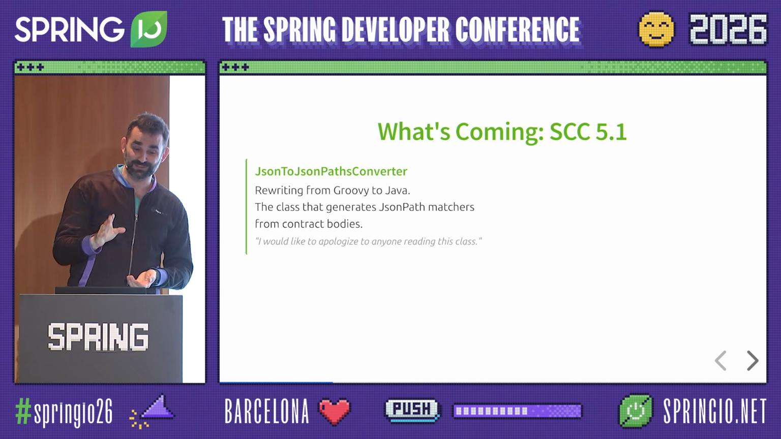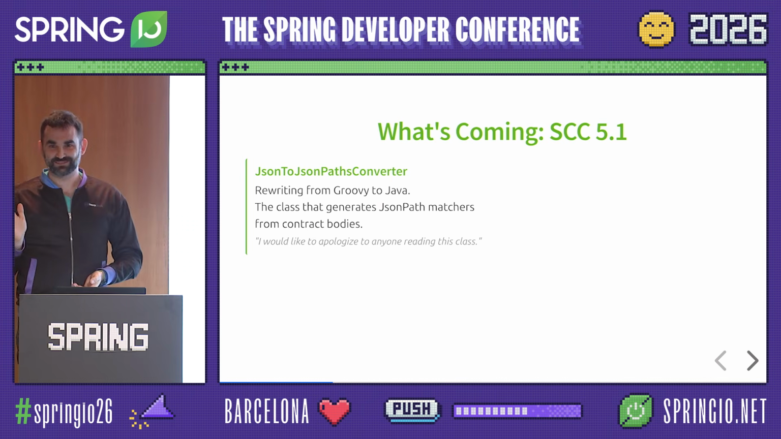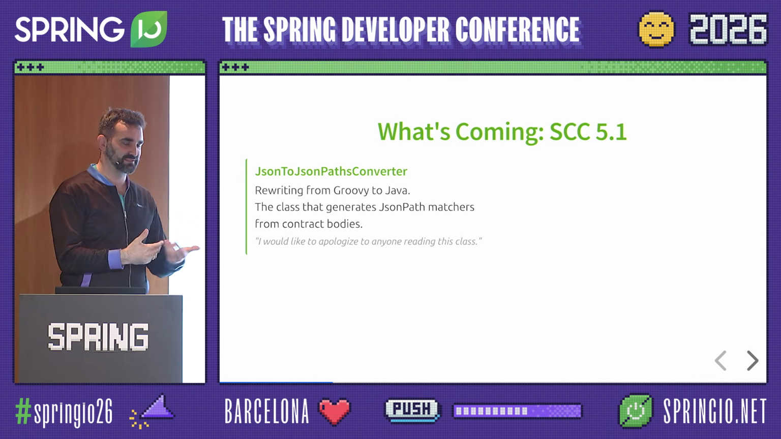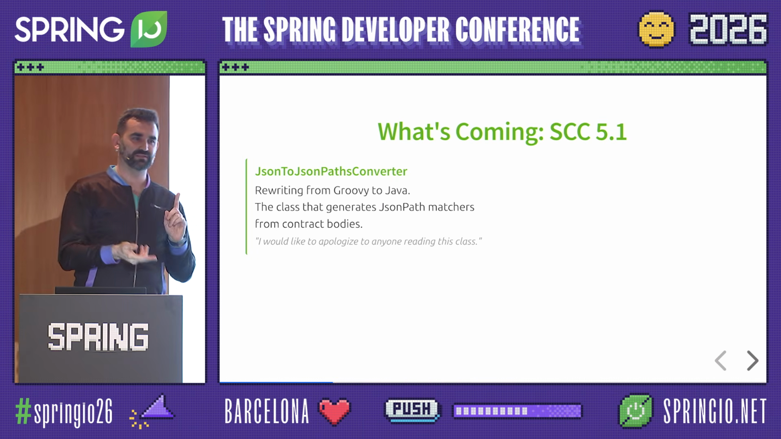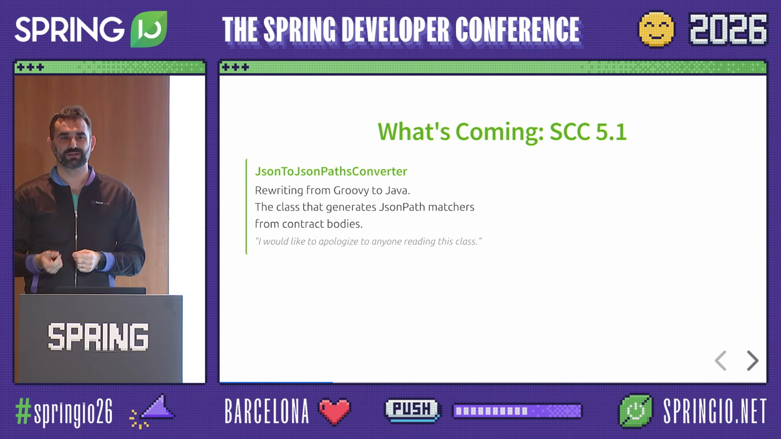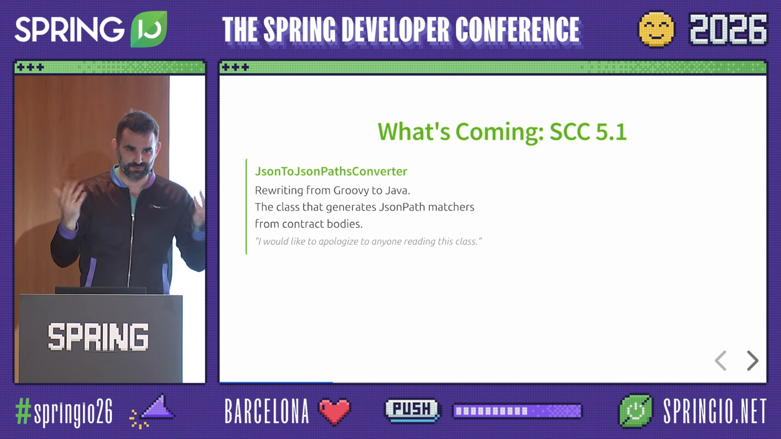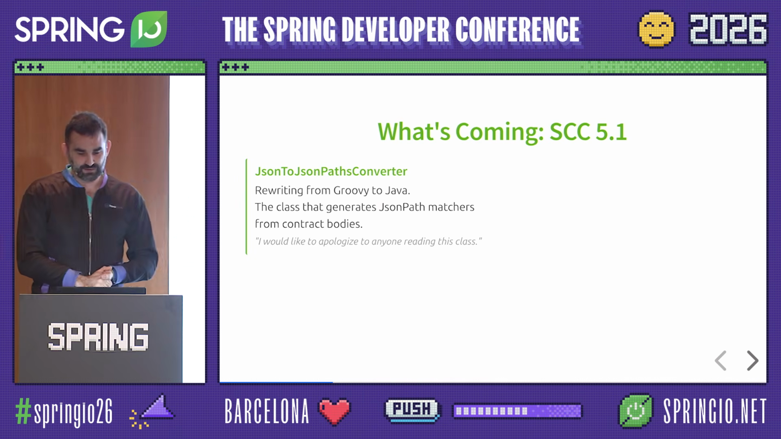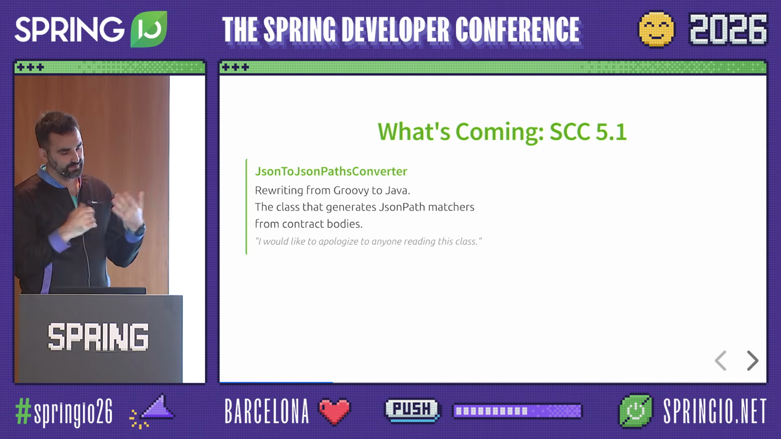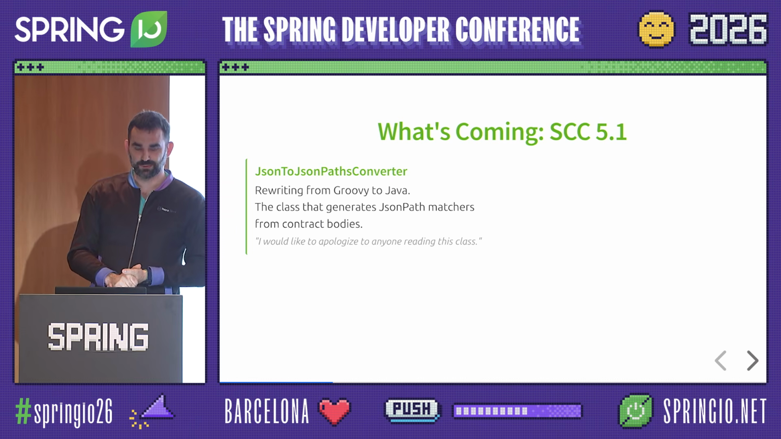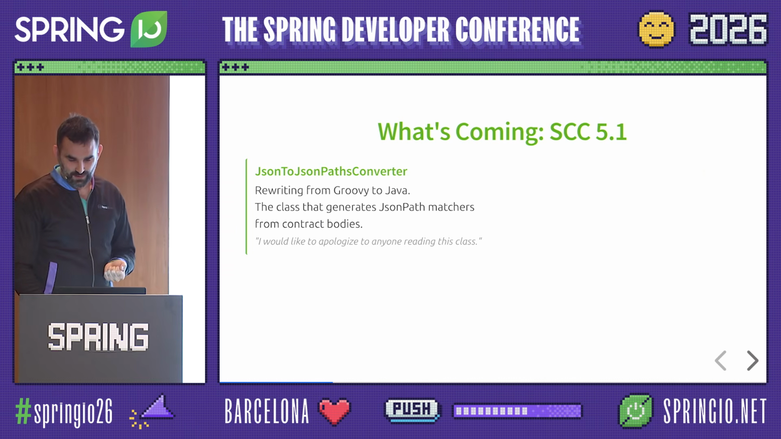And that class is called JSON to JSON Paths Converter. It's a mess. But it's a mess for a reason, because JSON as a structure can be literally a lot. A list, a map, a single value, just an array, a list of lists, a list of maps. You get the drill. So there's a pull request in which I've managed to finally, with some help of AI, rewrite this from Groovy to Java and make it much, much cleaner.